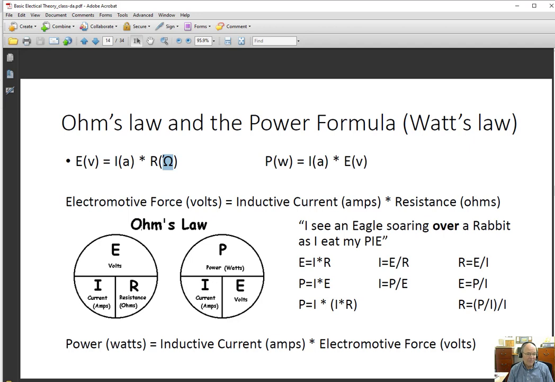Ohms are just a unit of measure that's named after the person who came up with this formula, and it's because we didn't have any other good way of measuring it. So ohms, and it's represented by the Greek letter omega.